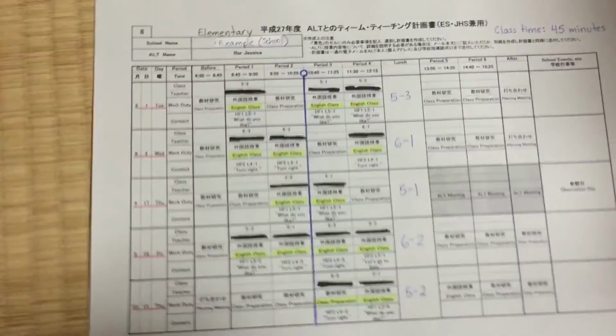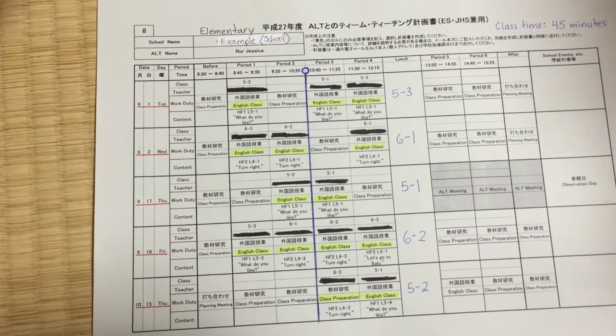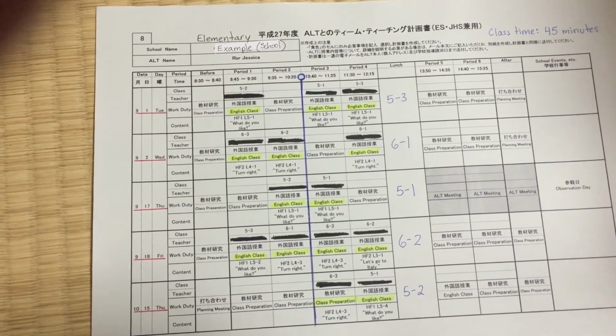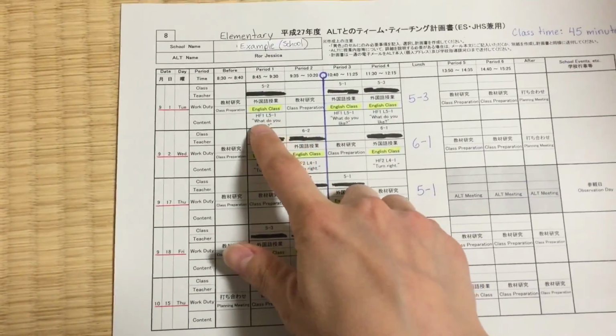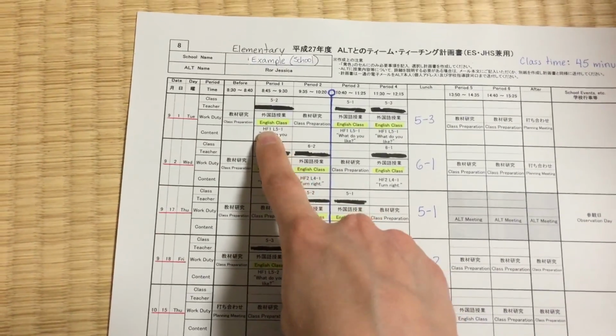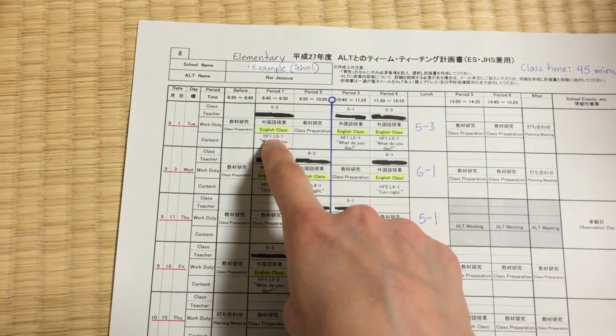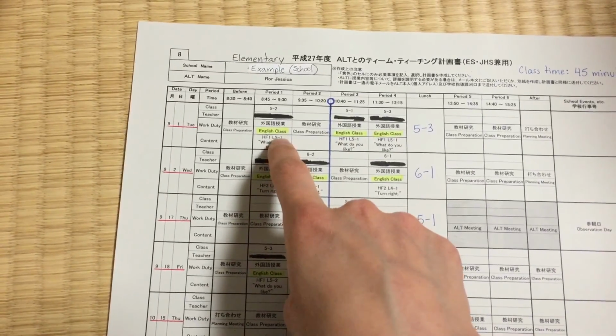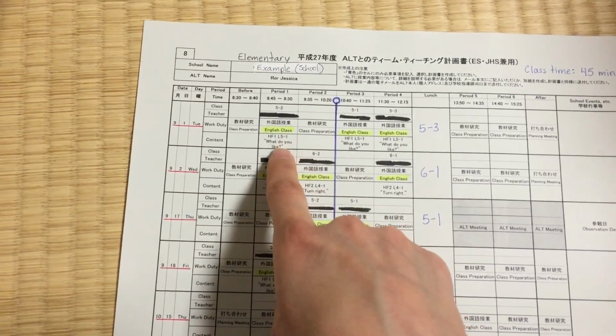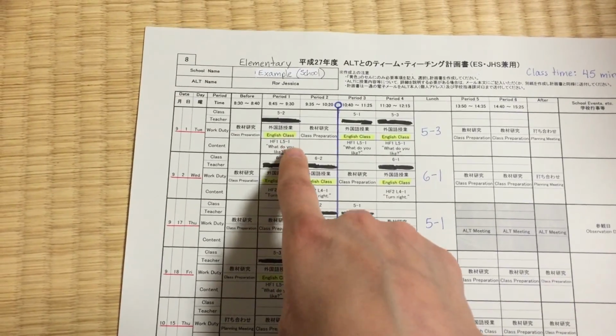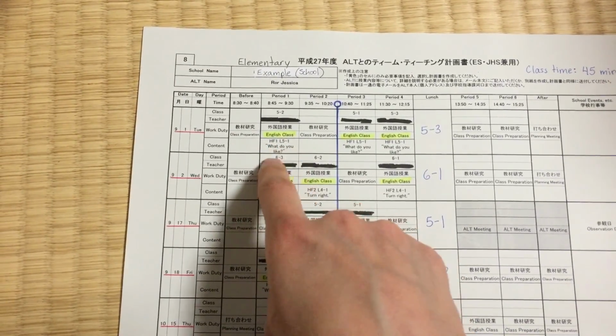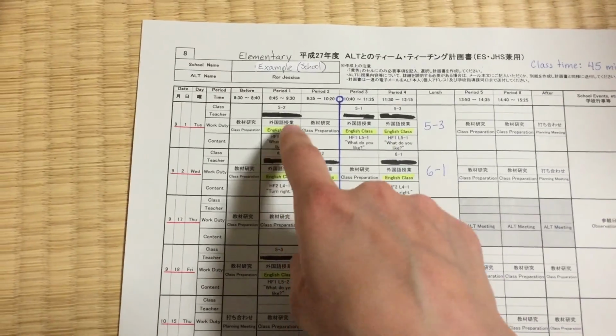It took me a while to figure out what that actually says, and it's HF1L5-1. What that stands for is Hi Friends 1. Hi Friends is the textbook that elementary uses here. Lesson 5, hour 1. So this is the first time they're going to be looking at this lesson. And the lesson is what do you want, or what do you like?